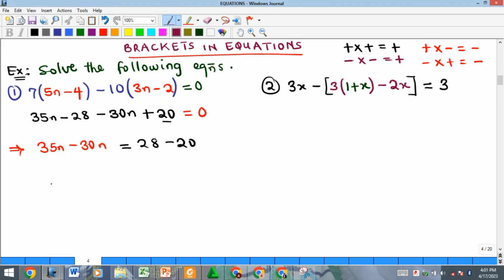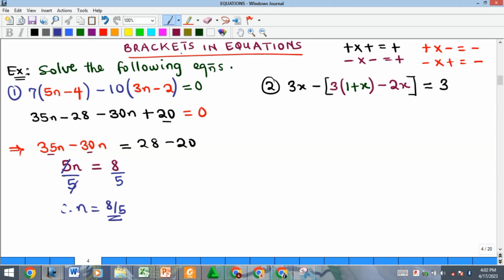This is going to give us 35n minus 30n. You just do 35 minus 30, and that will give you 5. So bring down your n here, and this is equal to 28 minus 20, which is 8. Now we apply the first approach: if you have multiplication, you divide to get your n alone. So this will cancel 5 here. Therefore, our n is simply equal to 8 over 5.